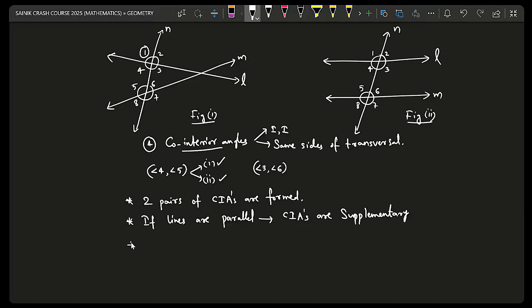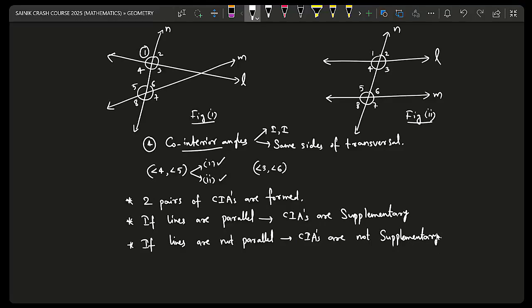And next property, that if the lines are not parallel, then co-interior angles are not going to be supplementary. That means the sum is not going to be 180 degrees. For all these statements, we have proofs. So whenever time permits, we are going to discuss the proofs also. But as of now, we remember the condition and properties.